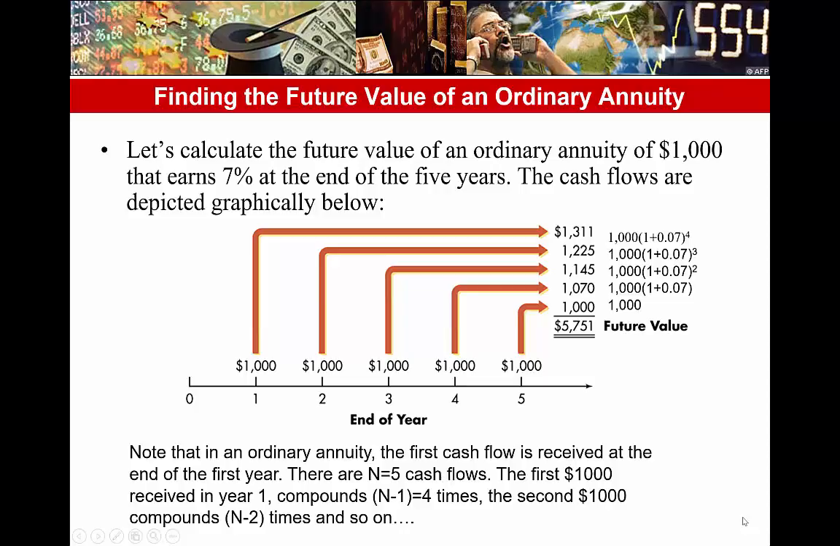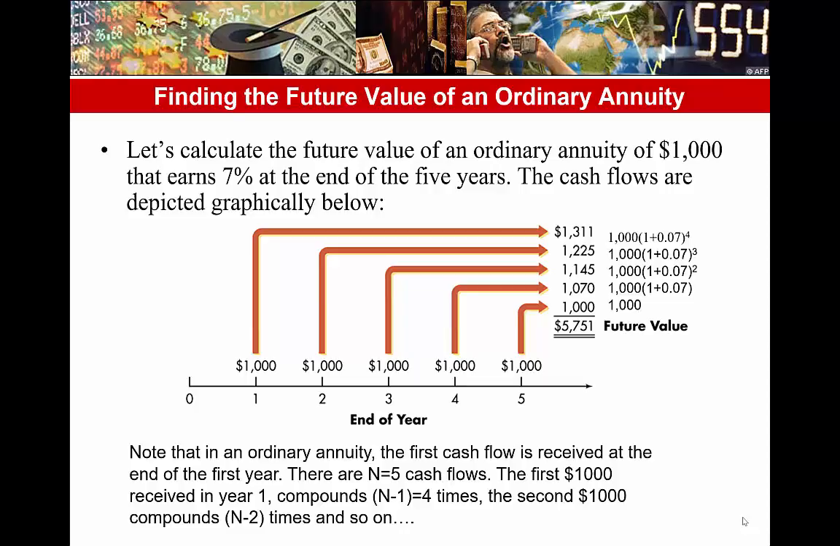In this slide, we have an example of the future value of an ordinary annuity. So let's calculate the value of an ordinary annuity of $1,000 that earns 7% at the end of the 5 years. The chart below graphically shows the cash flows.